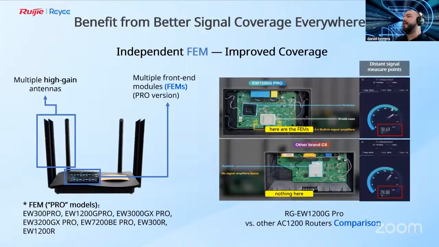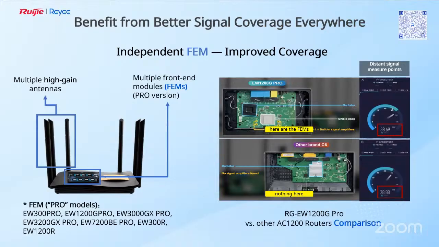Okay, benefit from better signal coverage everywhere. Why is that? Because we use multiple front-end modules, or FEM modules. I wish to add a note that the Pro version of our products and the products that you can see on the list have incorporated this module. What is this? It is a filter and an amplifier on the same circuit, per antenna, okay? This improves the overall performance when the client is somehow far away.